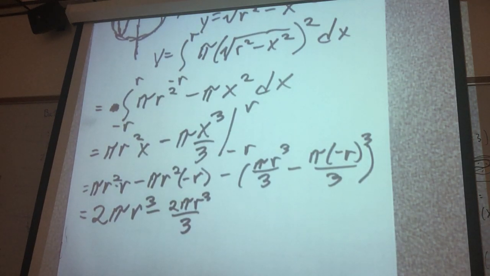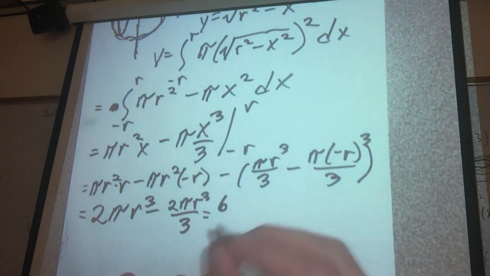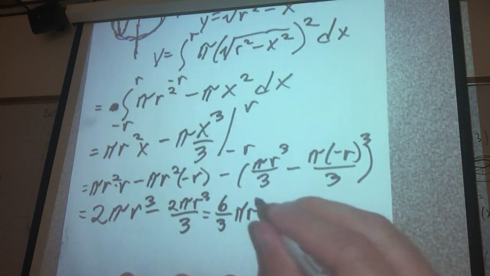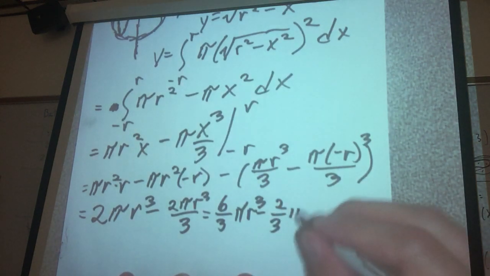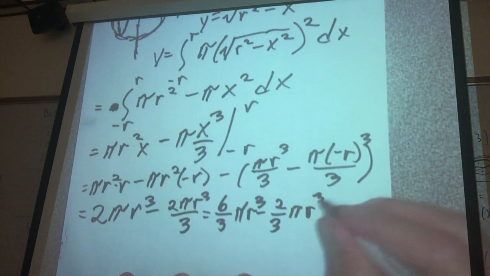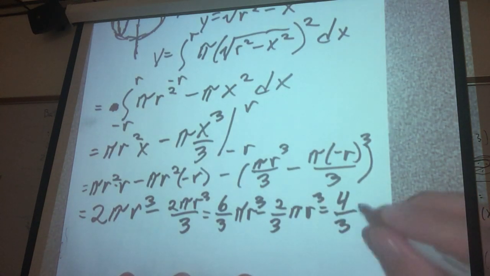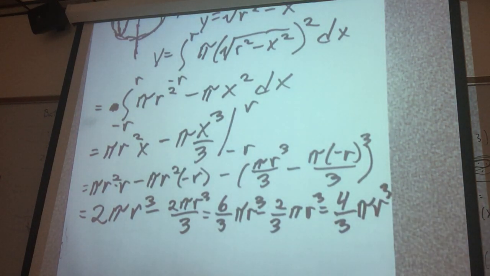okay? And then just think about getting a common denominator to this. So that's where we get the equation for the volume of a sphere being 4/3 pi r cubed. That's actually where it comes from.